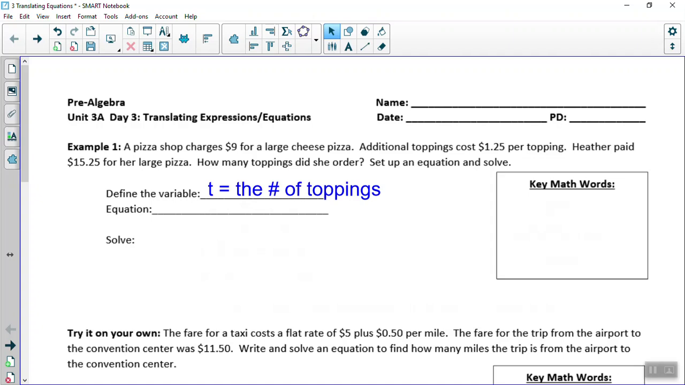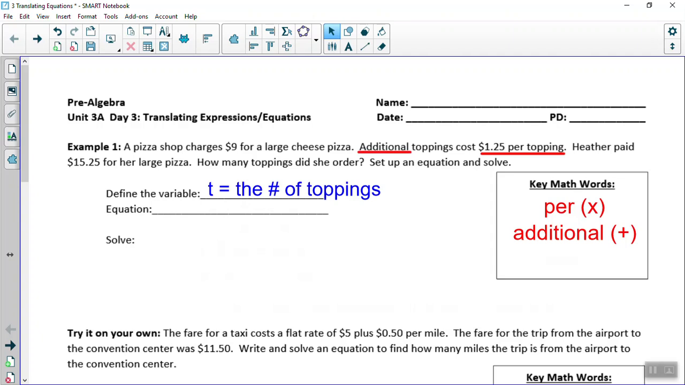All right, let's go back up and look for some key words that are going to help us figure out what we need to do. The first keyword we came across was the word per. $1.25 per topping means that we have to multiply. Remember, we don't know the number of toppings, so right there is where our variable is going to go. It's $1.25 times the number of toppings. Another one is additional. So additional toppings, we're going to add.